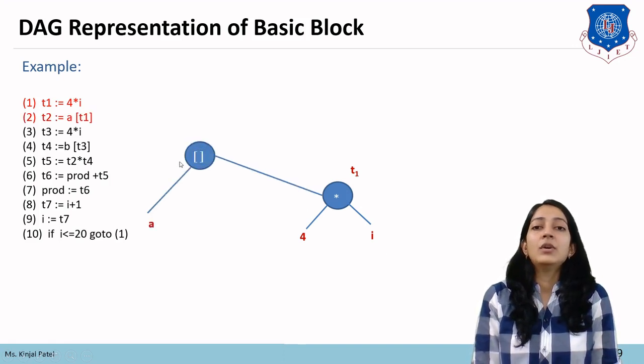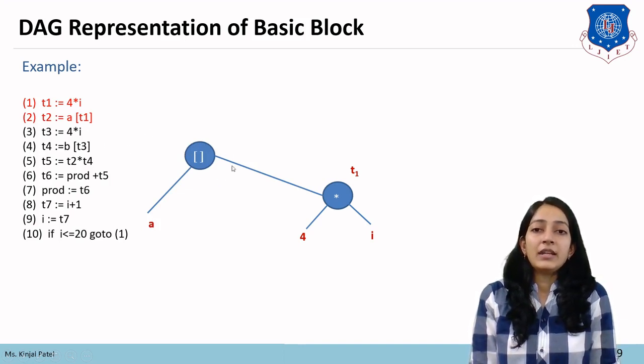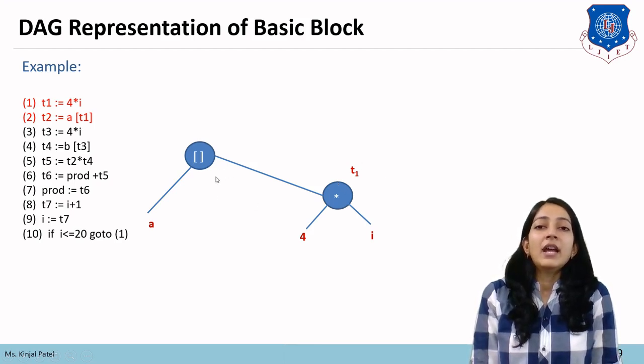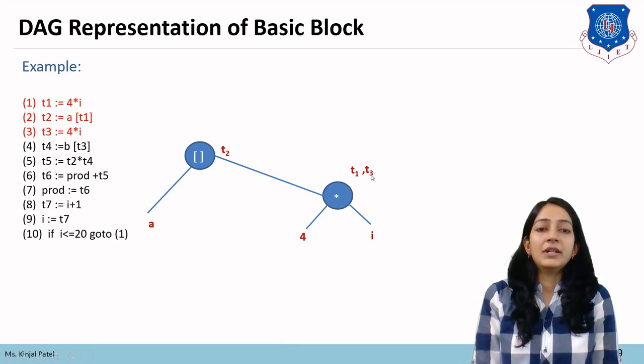Now the next statement is T2 equals A of T1. The array becomes the node, the left child of that node will be A and the right child will be T1, and that array node will become T2. Now again, T3 equals 4 star I. Since there is a common sub expression, we directly denote that T1 equals T3, so T1, T3, because we have already defined 4 star I in the temporary T1.